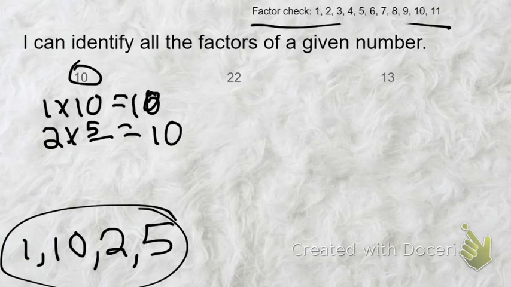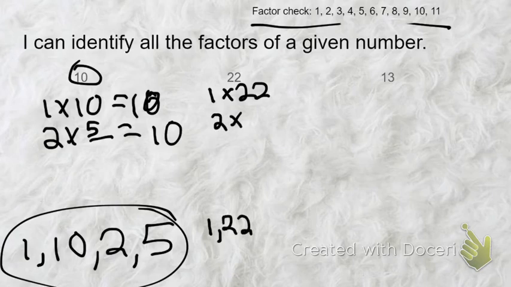Okay, so let's start thinking. Well, 1 times 22 is going to equal 22. So I'm going to put 1 and 22, okay. 2 times what? Well, it does end in a 2, so 2 times what would equal 22? 11, because if I add 11 plus 11, I'm going to get 22. Okay, so I'm going to write 2 and 11, and I'm going to start crossing these off of my checklist.